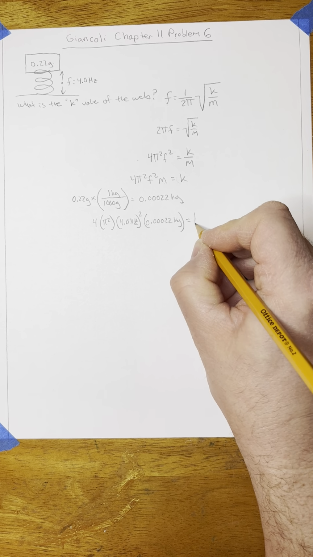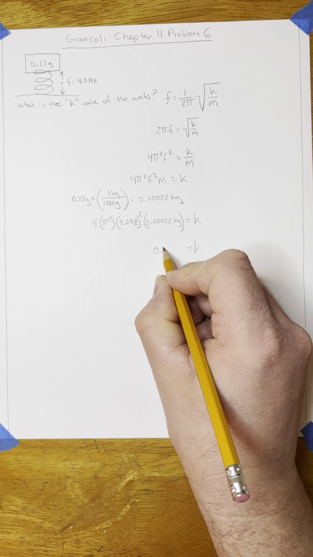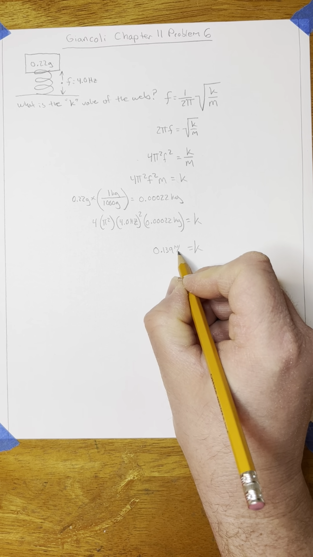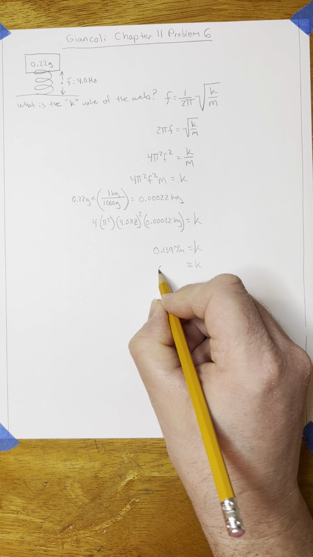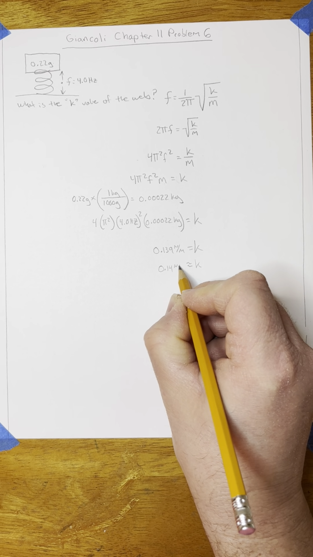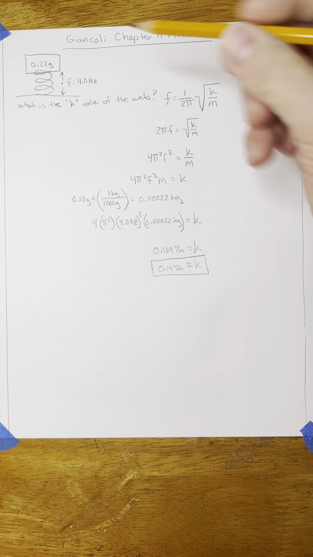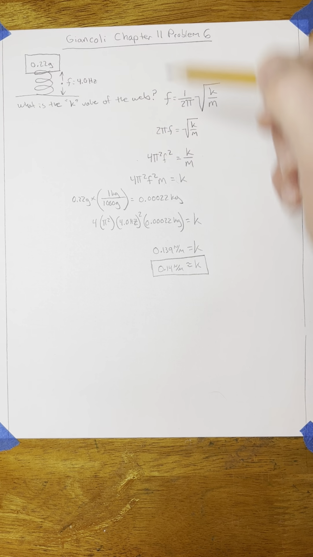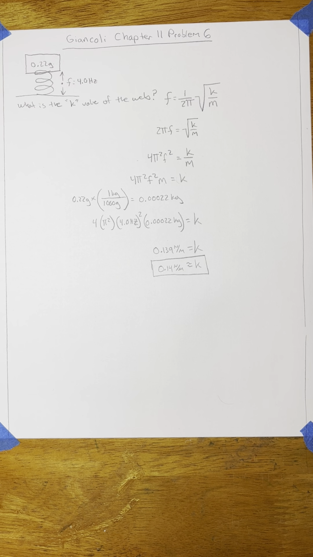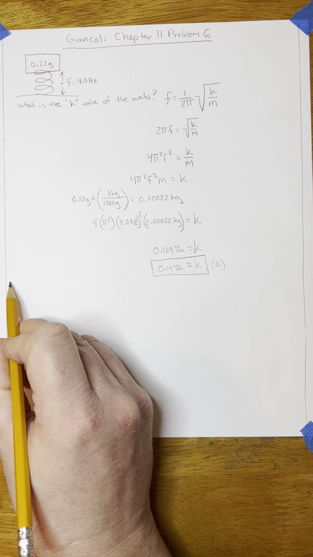We can plug this into a calculator, and we would find that K is going to be equal to 0.139 Newtons per meter, or roughly 0.14 Newtons per meter when we round to the correct number of significant figures. 4.0 has 2 significant figures, 0.22 has 2 significant figures, so our answer should have 2 significant figures. That's the answer to part A.